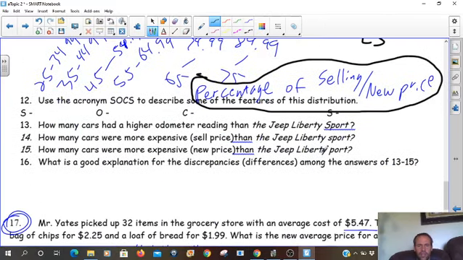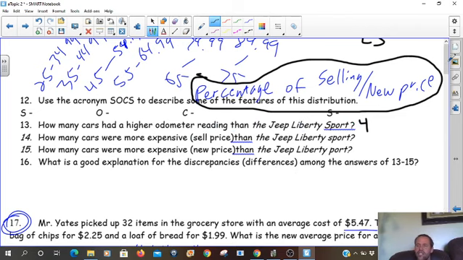Nice. And then how many cars were more expensive? The selling price. So you do that same process for 14 and 15. Just look who had more than the selling price and more than the new price for those two answers. And then a good explanation for the discrepancies among those things. So why do you have a lot more people with more odometer reading and then maybe not as many with a more expensive new price, old price, right?